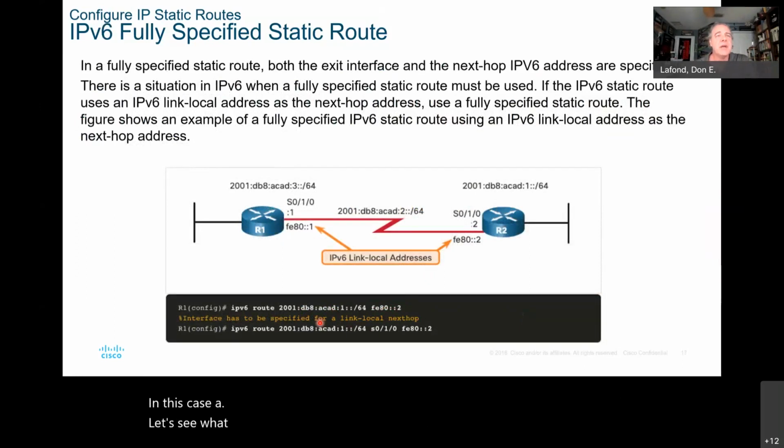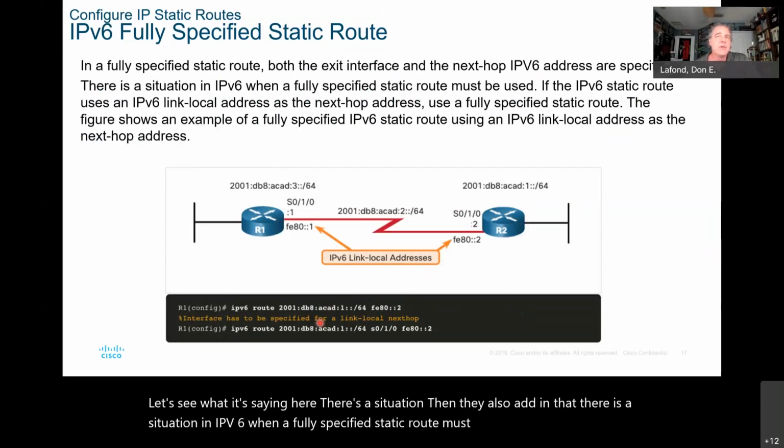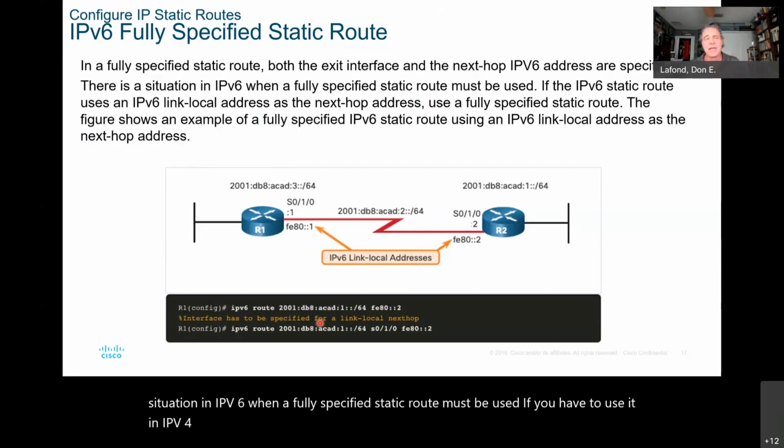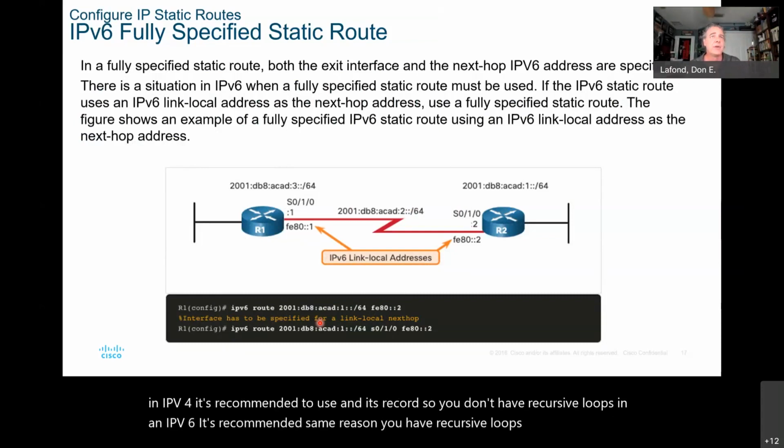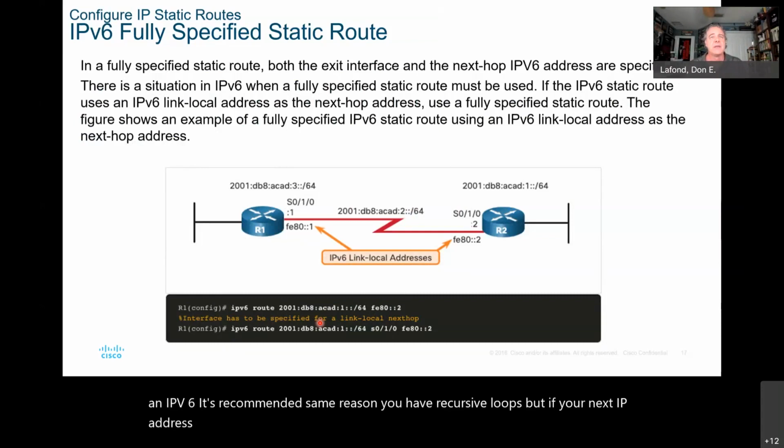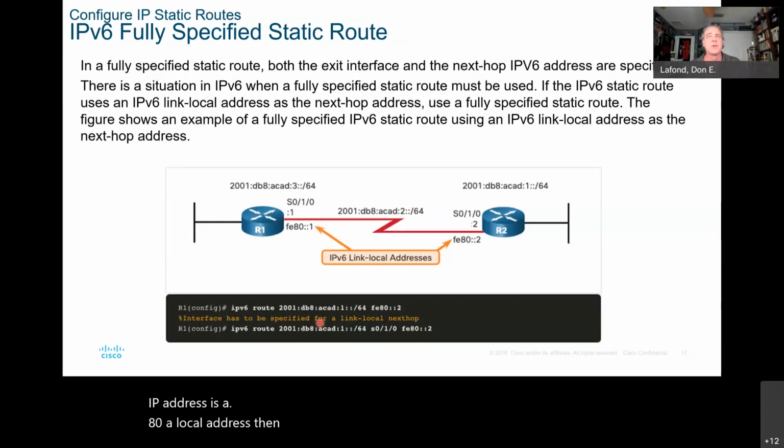Again, you use the exit interface and the IP address. They also add that there is a situation in IPv6 when a fully specified static route must be used. In IPv4, it's recommended so you don't have recursive lookups. And in IPv6, it's recommended for the same reason. But if your next hop IP address is FE80, a link-local address, then you must also tell it what exit interface.